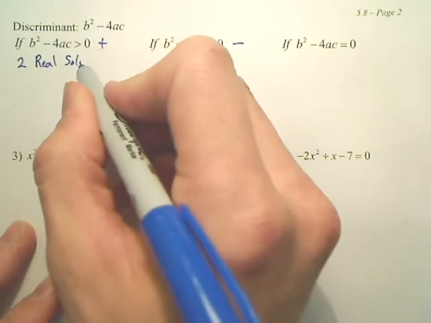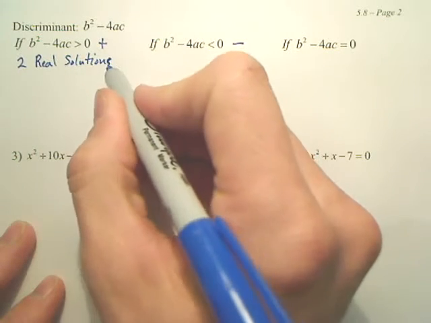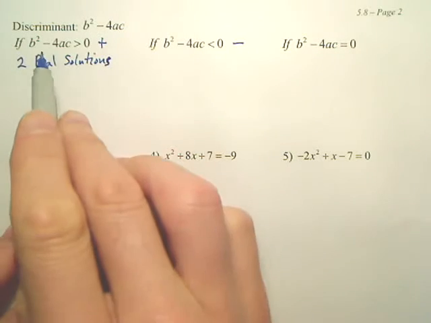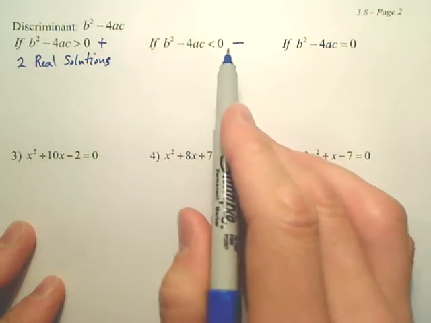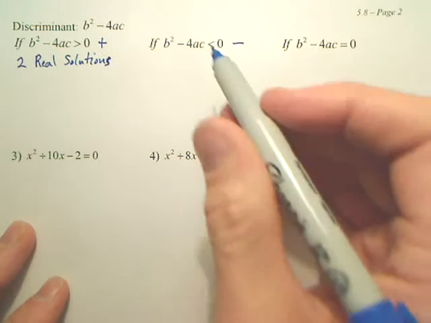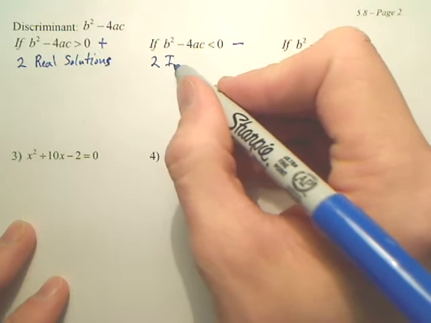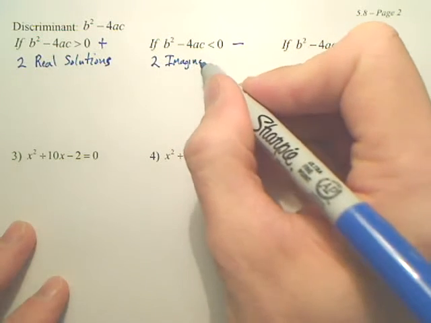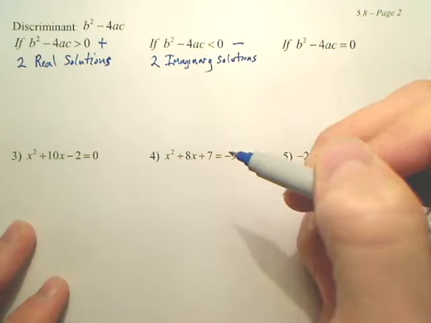The characteristic of your answers, if it is positive, your answers will be 2 real solutions. If you get this, your answer will have 2 real solutions. If it is negative, meaning there's a negative inside of the square root, all of a sudden your answer has 2 imaginary solutions.